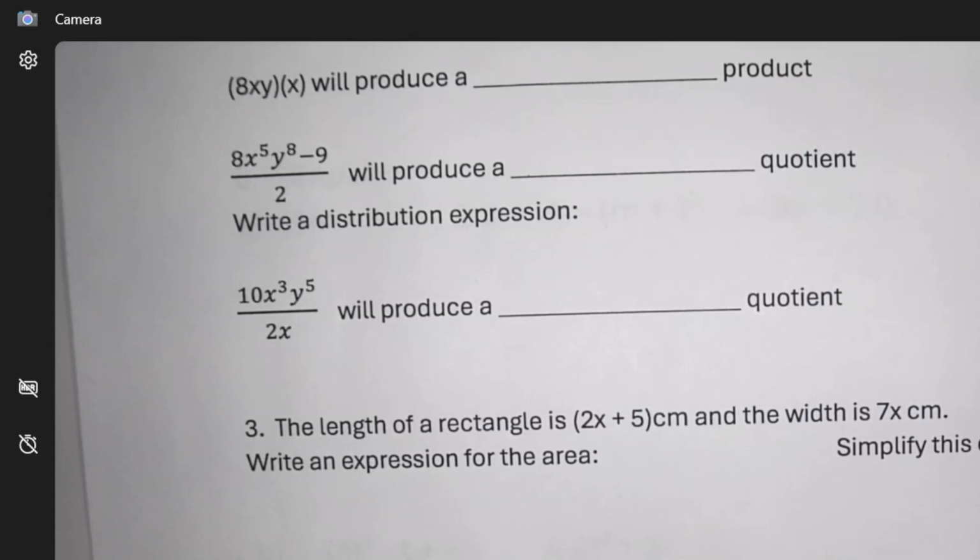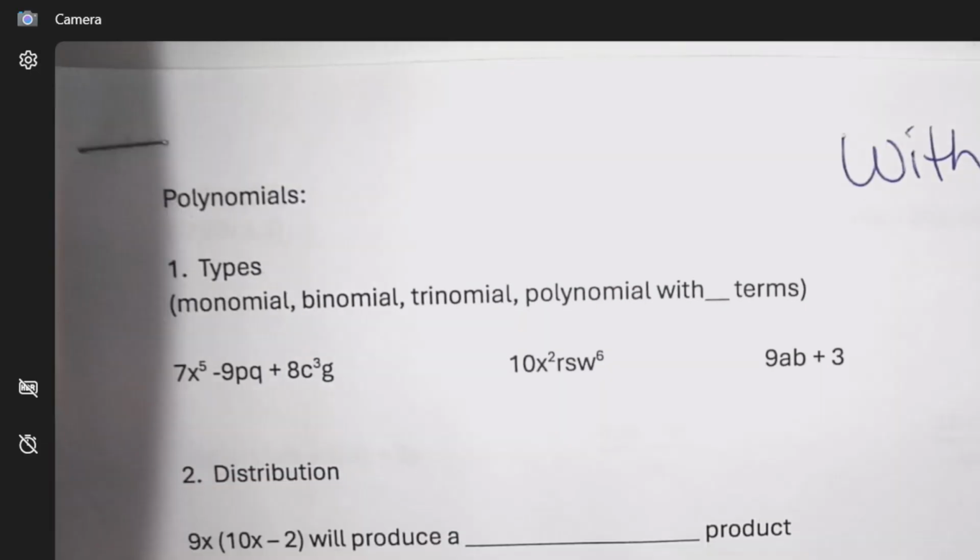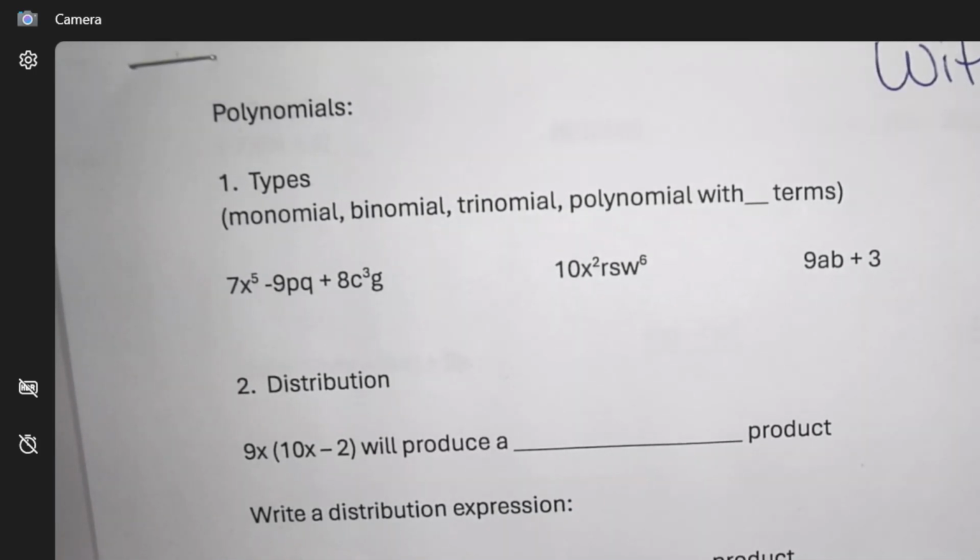So the first question is identifying just the types. So how many terms are we looking at? Identifying a term is something glued together with multiplying and dividing, and what separates terms is some kind of add or subtract.